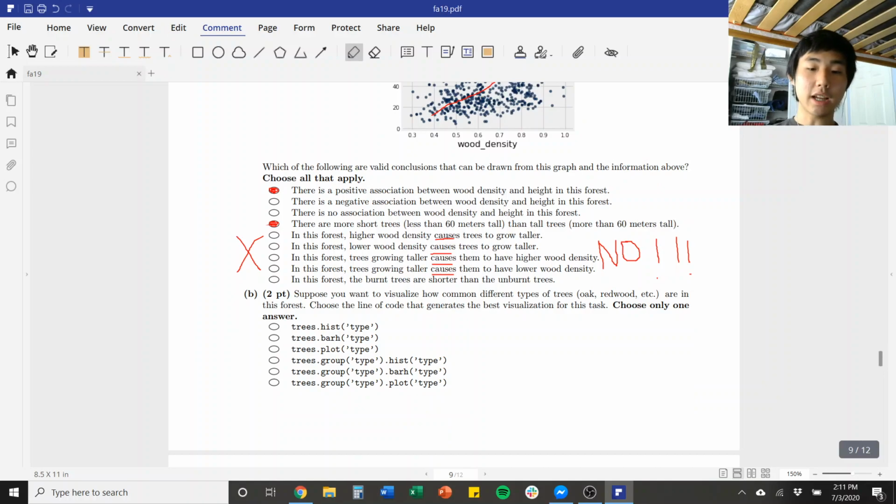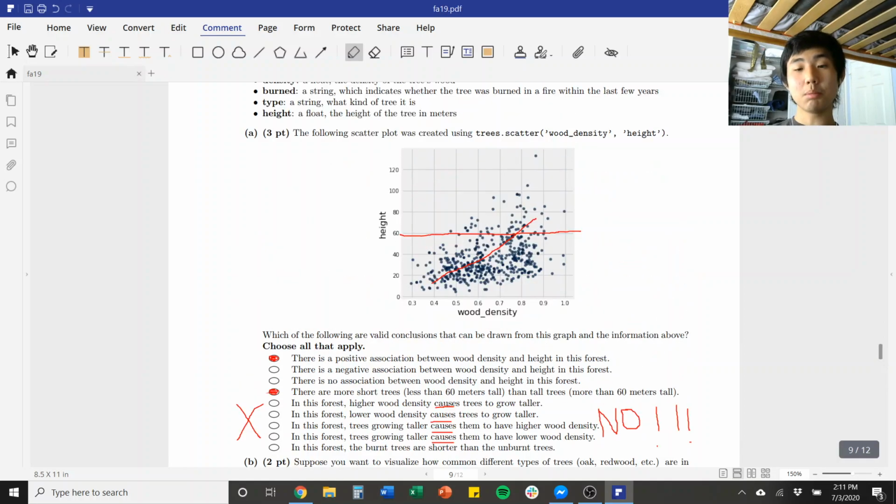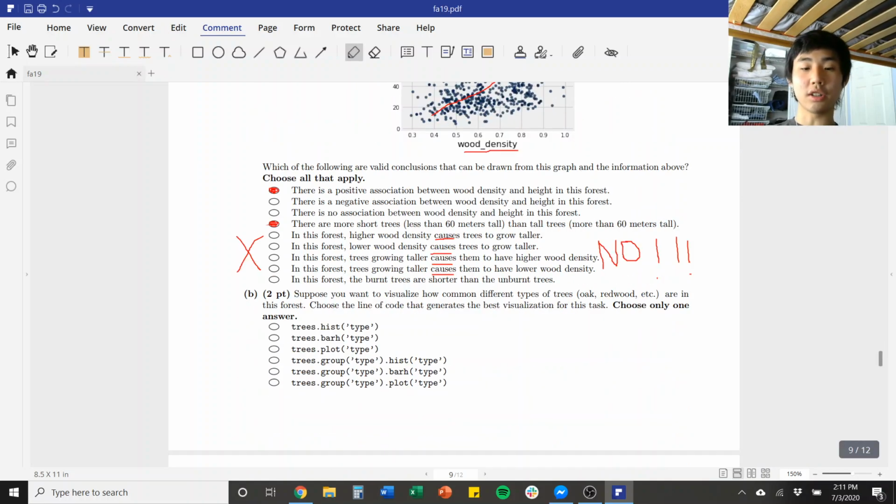Okay. Then the last one says that the burnt trees are shorter than unburnt trees. Who knows if that's true, but this graph says nothing about that. It only looks at height and density. So we're not going to check that box.